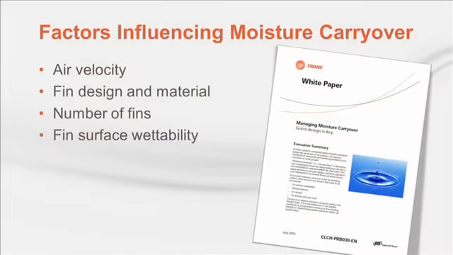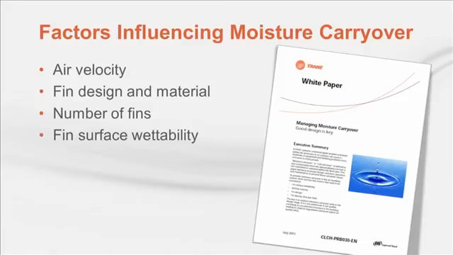Instead, it's a rule born out of what has seemed to work most of the time. If you have no better information to make a decision, then this rule might help you avoid moisture carryover. But it's often too conservative, resulting in oversized equipment, or in some cases, it might not be conservative enough. There are 4 primary factors that contribute to moisture carryover. In addition to the air velocity, the design of the fin surface, the material the fins are made of, and the fin spacing are key factors.